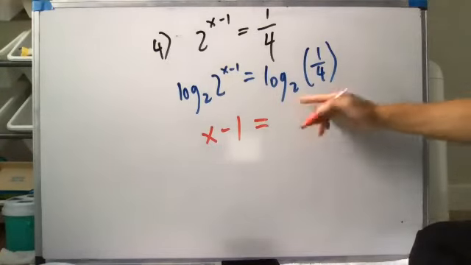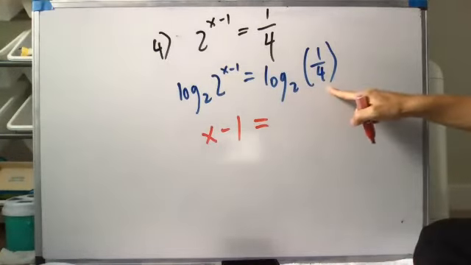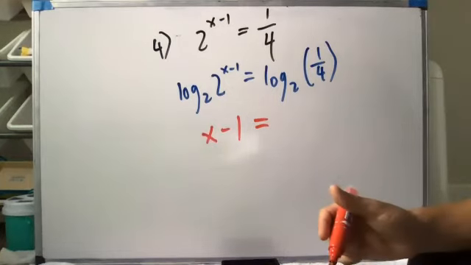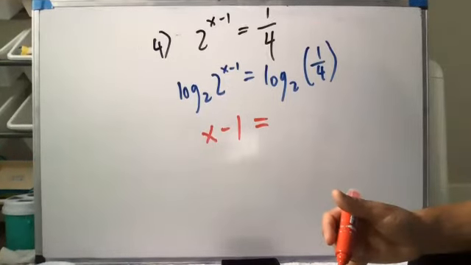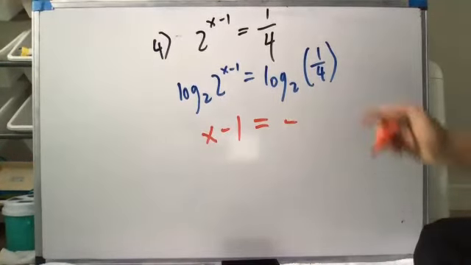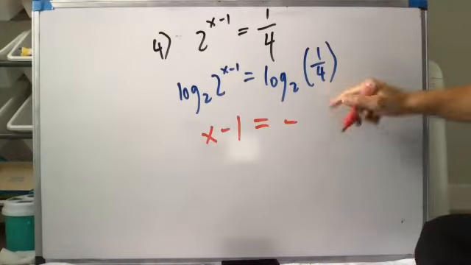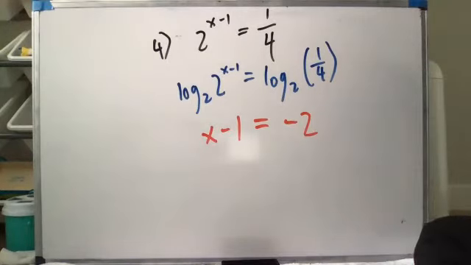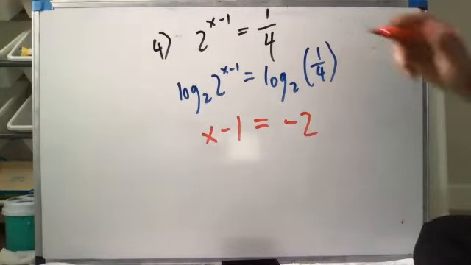On the right side, log base 2 of 1/4 is: 2 to what power is 1/4? Well, it's negative since it's in the denominator, right? So it's going to be a negative something. And 4 is 2 to the second power, so negative 2. 2 to the negative second power is equal to 1/4.